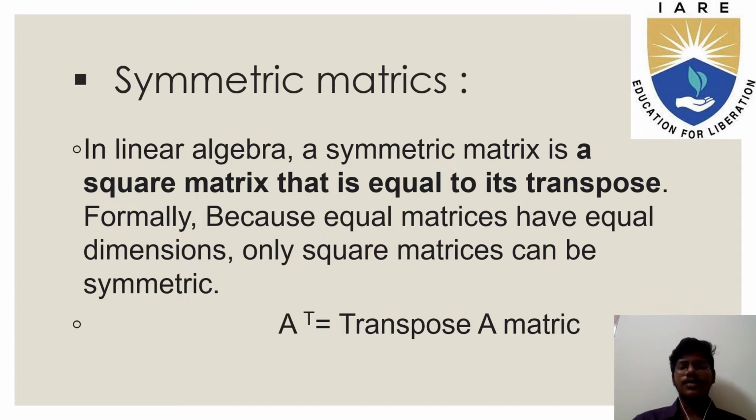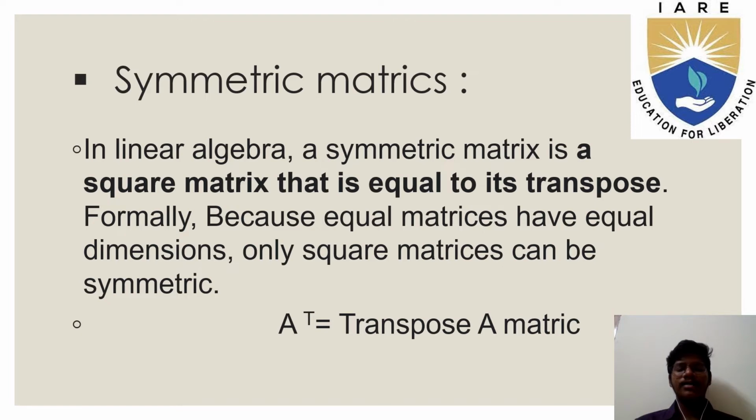In linear algebra, a symmetric matrix is a square matrix that is equal to its transpose. Formally, because equal matrices have equal dimensions, only square matrices can be symmetric. Here, square matrices means the i cross j value has i equal to j. The i cross j is the order, and the order should be the same, as i equal to j.